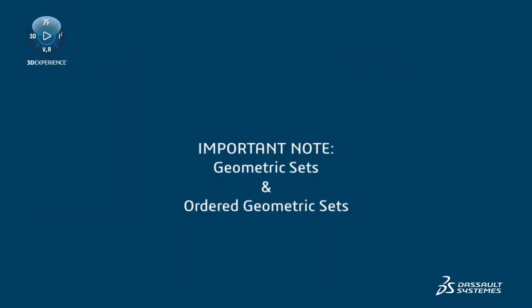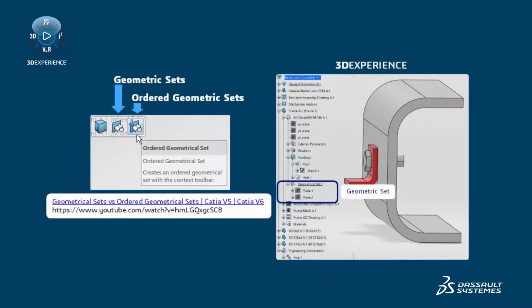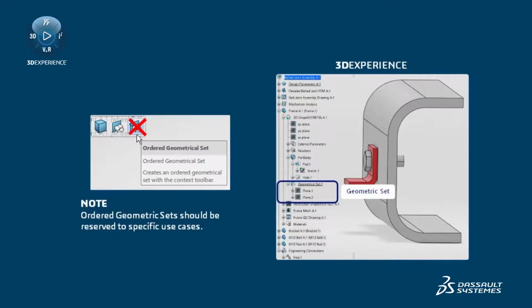At this point, I need to briefly discuss geometric sets and ordered geometric sets. The native 3DEXPERIENCE apps, like Part Design, allow one to create both geometric sets and ordered geometric sets. You can use this YouTube link to learn the differences between the two. Please also note that the web-based CAD app called XDesign always creates ordered geometric sets. However, when using the native apps like Part Design, ordered geometric sets should be used only in very select circumstances. Therefore, we recommend that you create geometric sets.